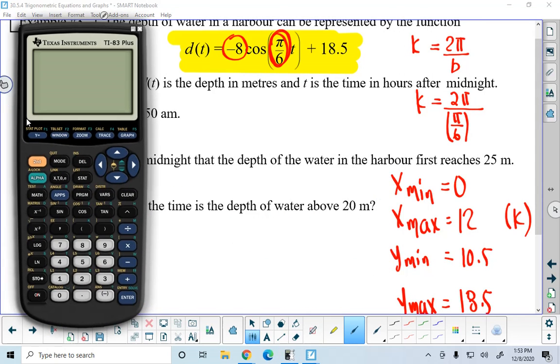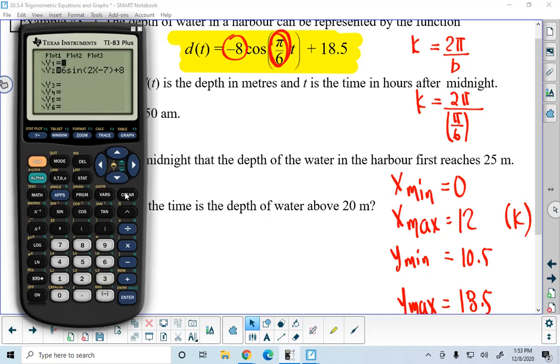All right. So y equals -8 cosine. Now, I don't like to go pi over 6 times x. I prefer to go pi x over 6. It doesn't matter. I just like the look of it better, okay? And then we close brackets on the cosine and add 18.5. Are we in radians? Yep. We set up our window settings and go from 0 to 12.